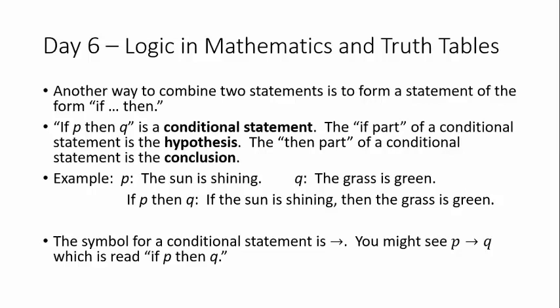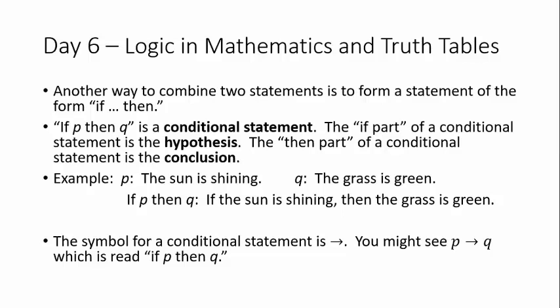So we have an example here. Statement P is, the sun is shining. Statement Q is, the grass is green. Our conditional statement, if P then Q, is, if the sun is shining, then the grass is green. So the hypothesis of this statement is the sun is shining. It goes with the if. The conclusion is the part with the then. So the conclusion is the grass is green.